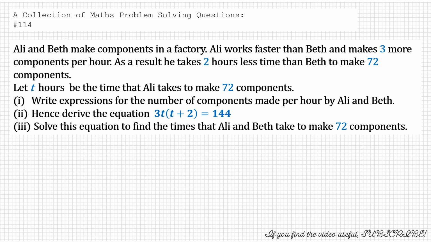Ali and Beth make components in a factory. Ali works faster than Beth and makes 3 more components per hour. As a result, he takes 2 hours less time than Beth to make 72 components. Let T hours be the time that Ali takes to make 72 components.